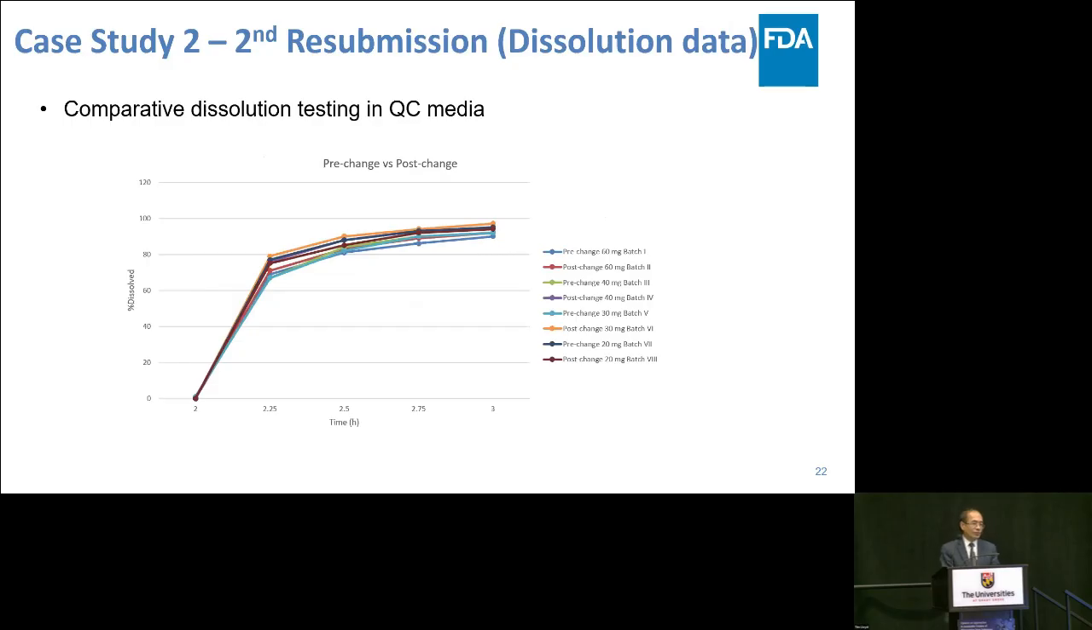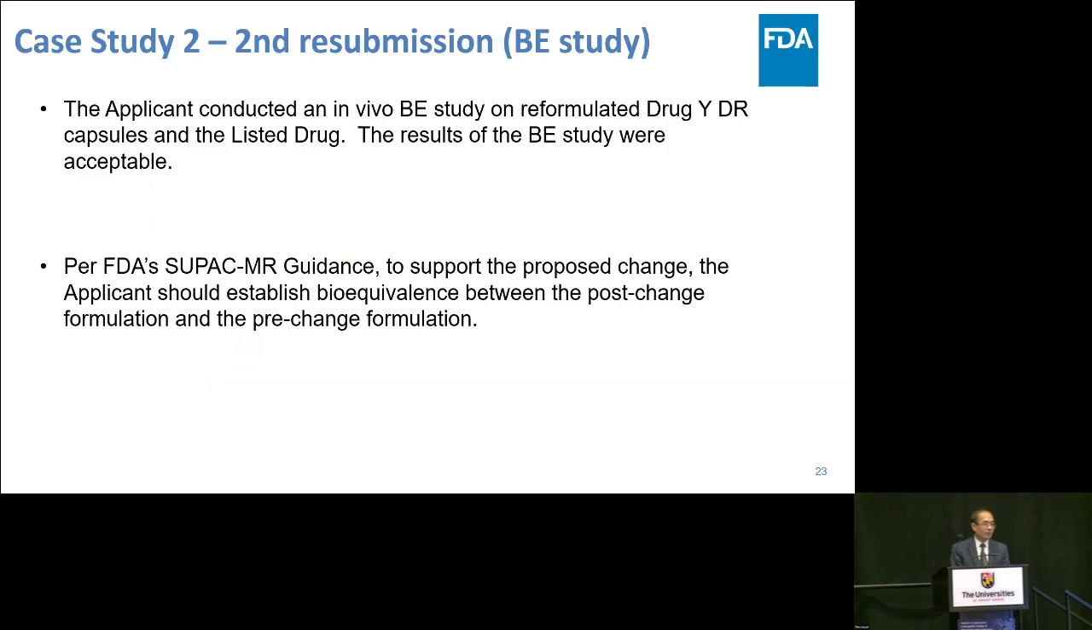So in the second resubmission, they repeated the comparative dissolution test in QC medium for all strengths. As shown in this figure, the pre-change and post-change are similar based on the calculated f2s. But this data is still not sufficient because we requested more comparative dissolution tests in other conditions, right? So to our surprise, the applicant conducted a BE study, which we didn't actually expect.